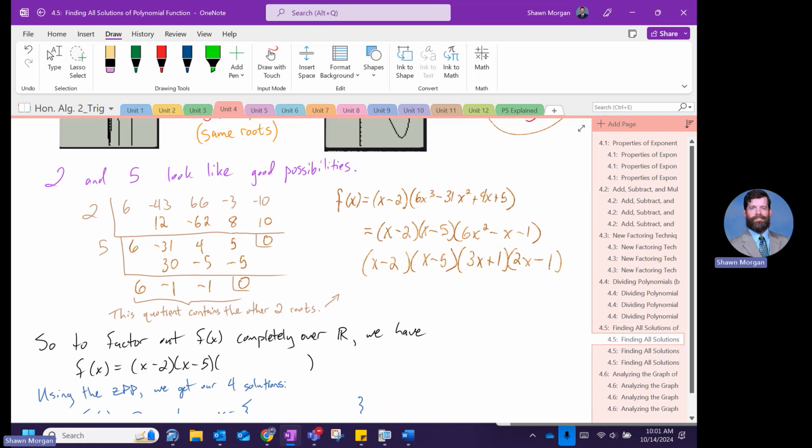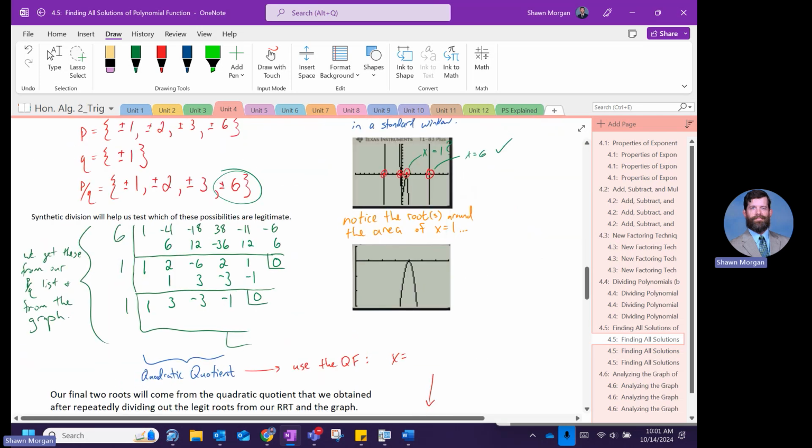You take out another root, here's what's left. Take out another root, here's what's left. And so we continue to do this synthetic division process until what's left is a quadratic quotient. Because now with the quadratic, I don't have to use synthetic division. I can use the quadratic formula or factoring.